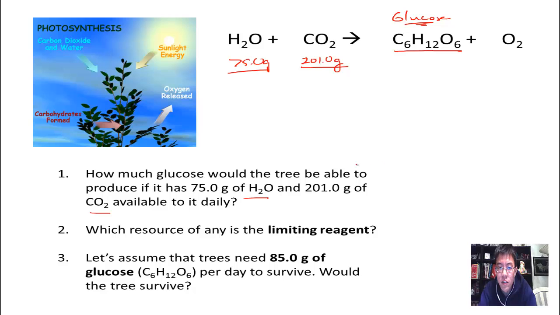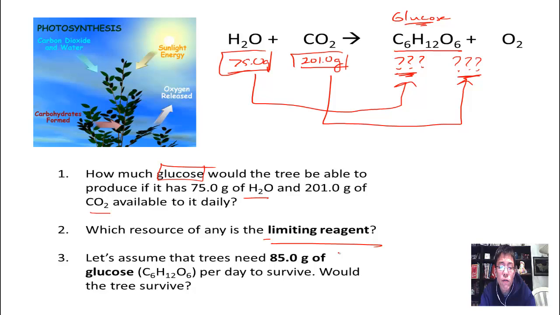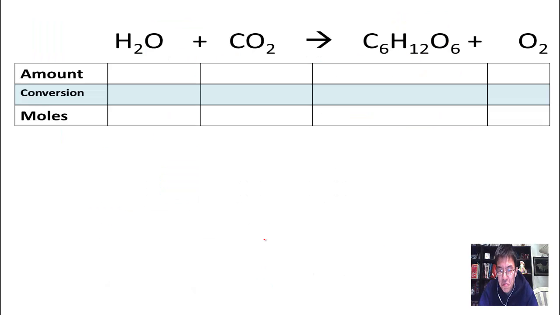So what we're trying to figure out is, based on the fact that I have both of these resources, how much glucose can I make? With 75 grams of H2O, I can make a certain amount of glucose, and with 201.0 grams of CO2, I can make a certain amount of glucose, but which one's going to run out first in the reaction? I'm going to try to figure out how much glucose I can actually produce. What's the limiting reagent? And what if plants needed 85 grams of glucose to survive? Would this tree survive? In other words, would this tree successfully grow on a planet like Titan if these are the resources available? Again, a fictitious scenario, but not too far-fetched, I think, at least.